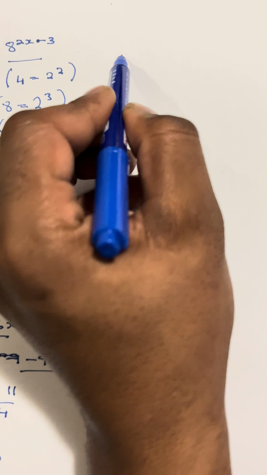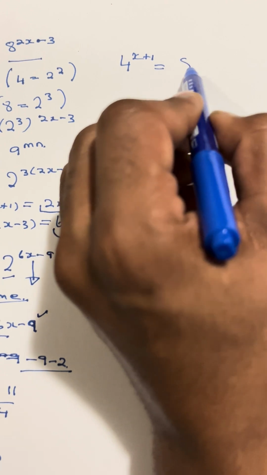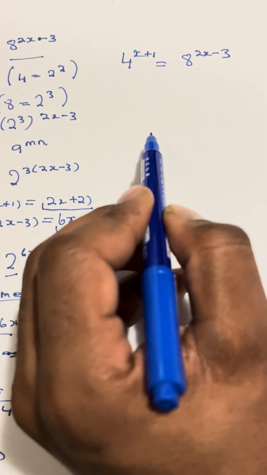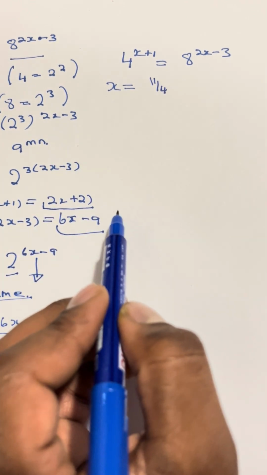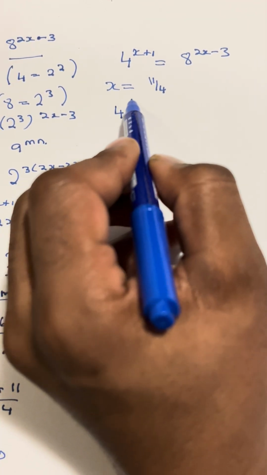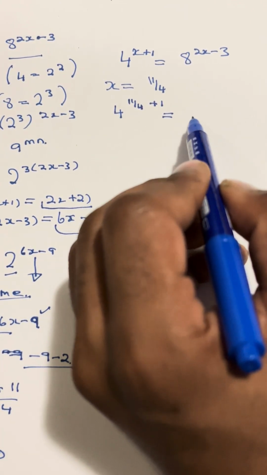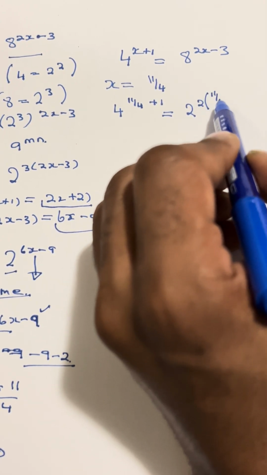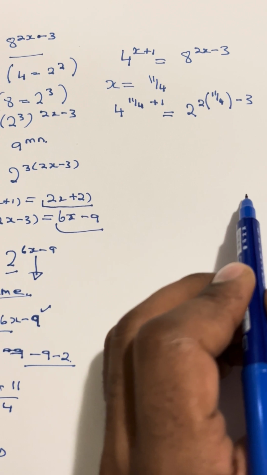Remember we had 4^(x+1) = 8^(2x-1). All right. X is equal to 5 over 4. So let's verify. Verification says 4 to the power of 5 over 4 plus 1 is equal to 8 to the power of 2 times 5 over 4 minus 1. All right. Let's punch this into the calculator.